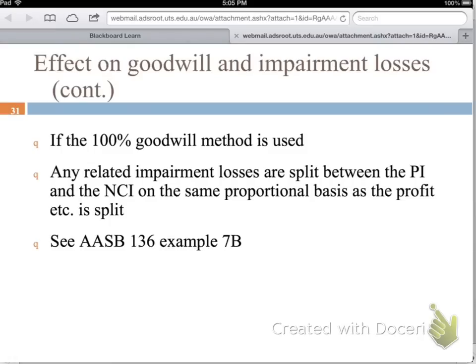Alternatively, if we're using the 100% goodwill method, then any impairment loss will be split between the parent and the NCI on the same proportionate basis as how the profit is being split. So if we look back at our previous example, then you will do an impairment. The parent will get 75% of the impairment, and the NCI would get the remaining 25% of the impairment. Okay? So example provided in the accounting standard, example 7B.